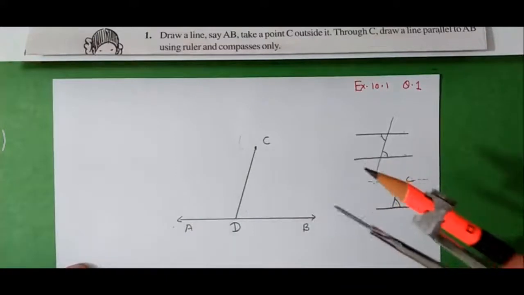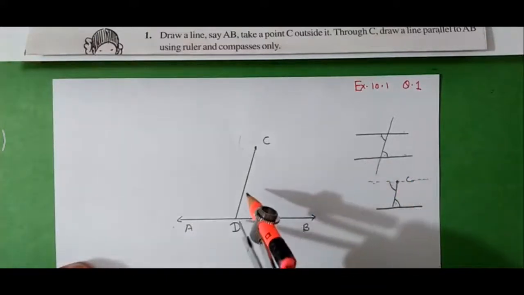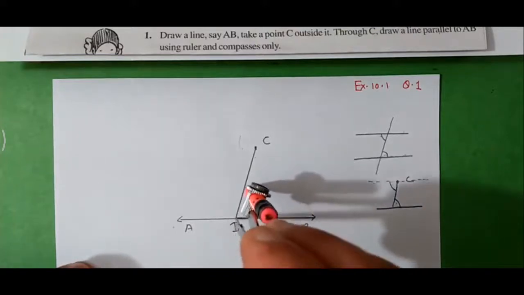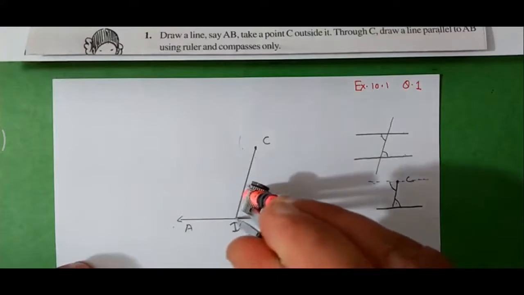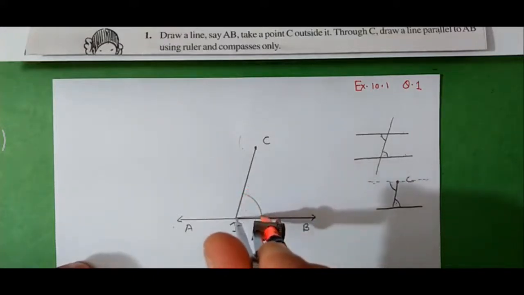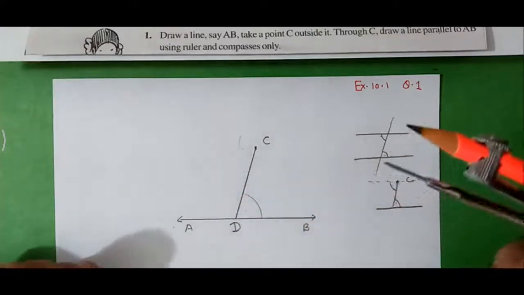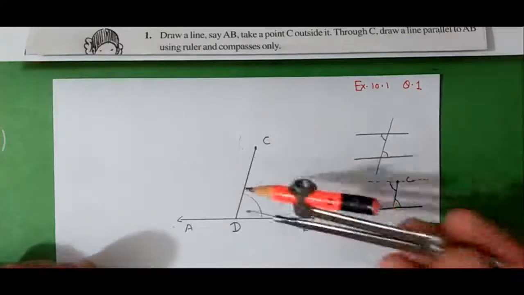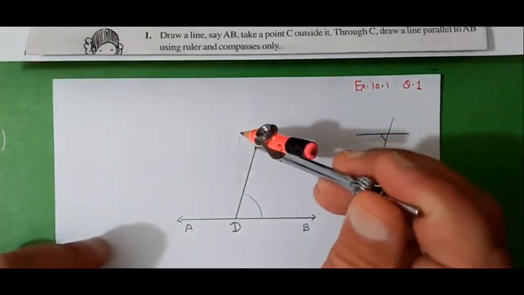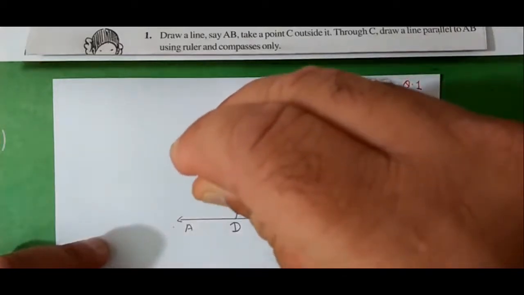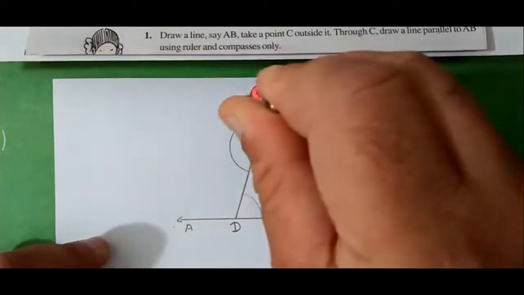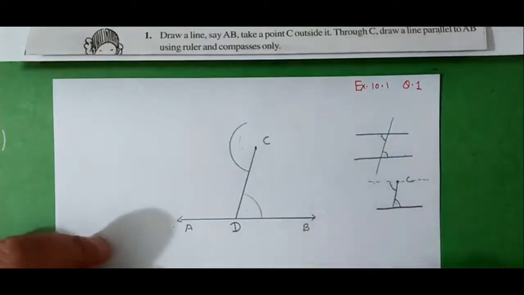Now take any radius in your compass, but don't change it. Mark an arc from D, and then first of all mark from D and then mark it from C. First of all from D, don't change it and mark the same arc from D without changing the measurement of the compass. Now we have marked.